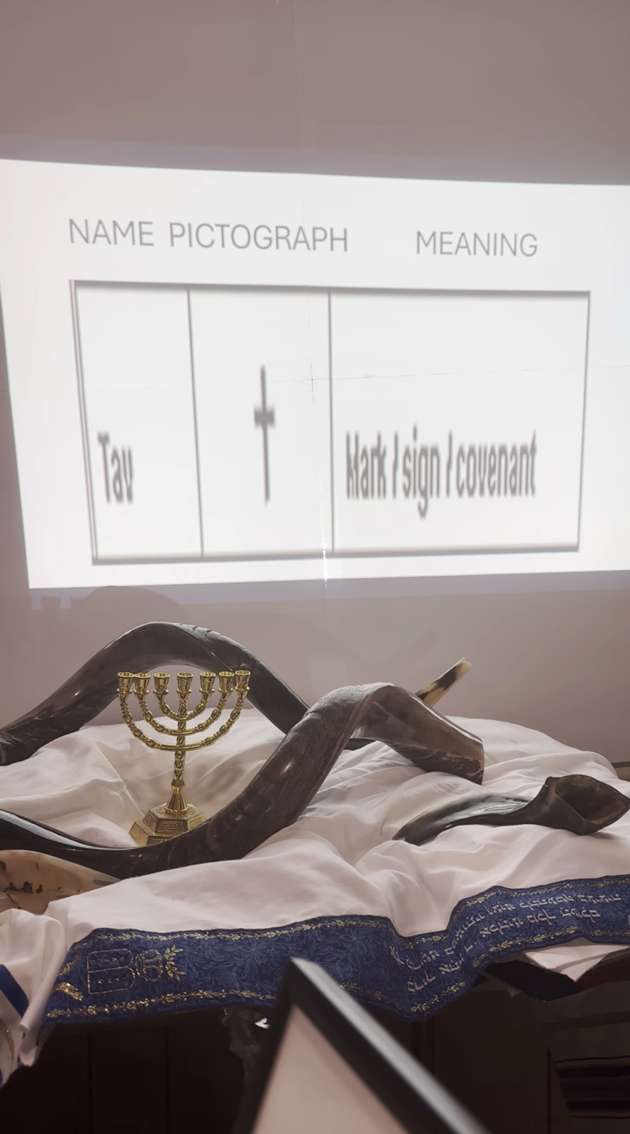And then we have Tav, Thab. It's the last letter in the Hebrew alphabet, and it's the mark, as a sign, as a covenant. And every time we say that, we know that Yahweh has made a covenant with us, through Abraham, he has made a covenant with us.